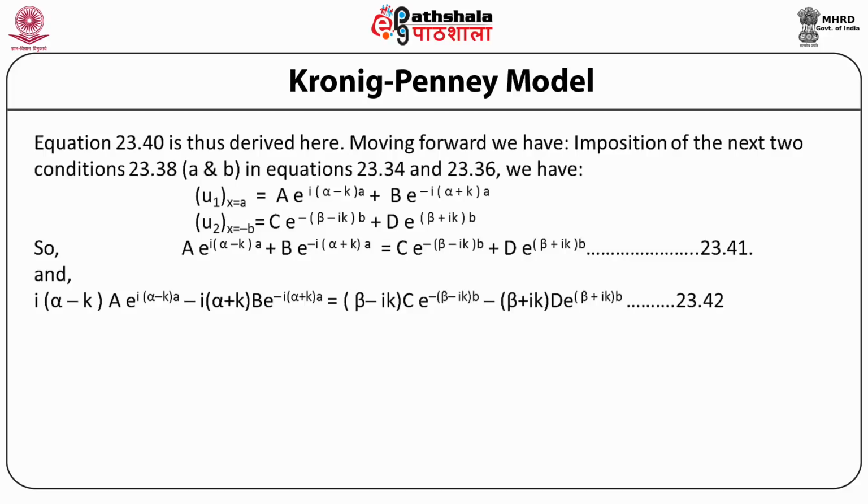And i into (alpha minus k) capital A into exponential of minus i (alpha minus k) a minus i into (alpha plus k) capital B into exponential of minus (alpha plus k) into a is equal to (beta minus ik) into capital C exponential of minus (beta minus ik) into small b minus within brackets (beta plus ik) into capital D exponential of (beta plus ik) into b, given as equation 23.42.